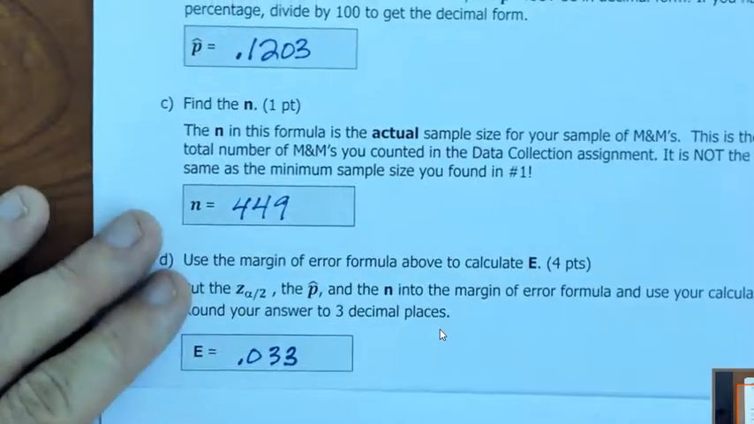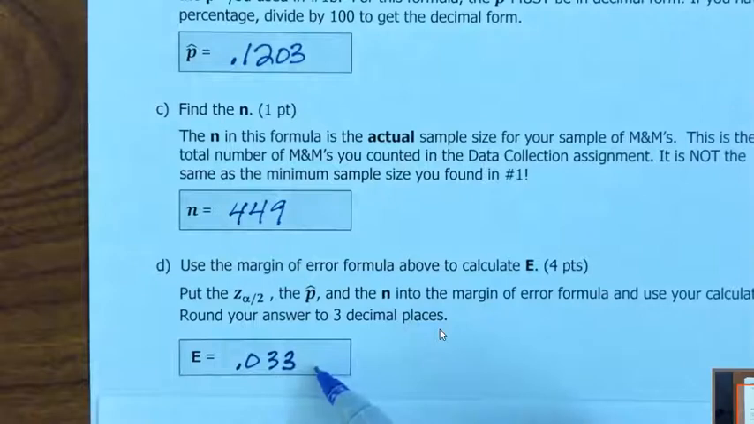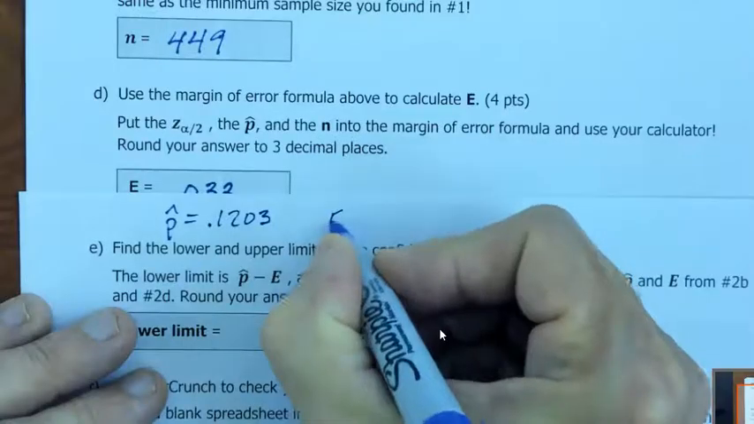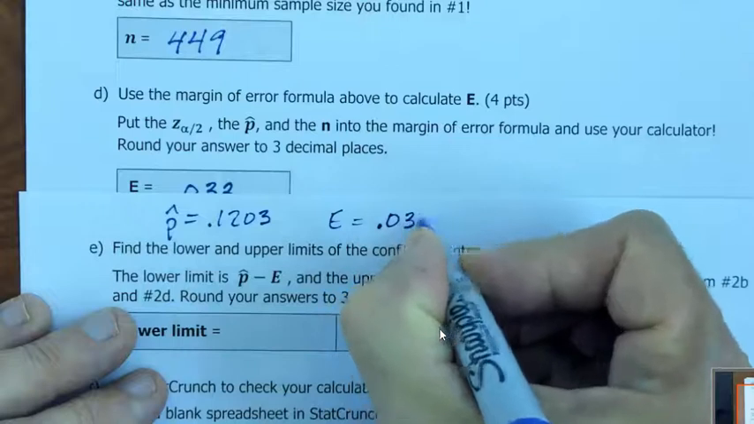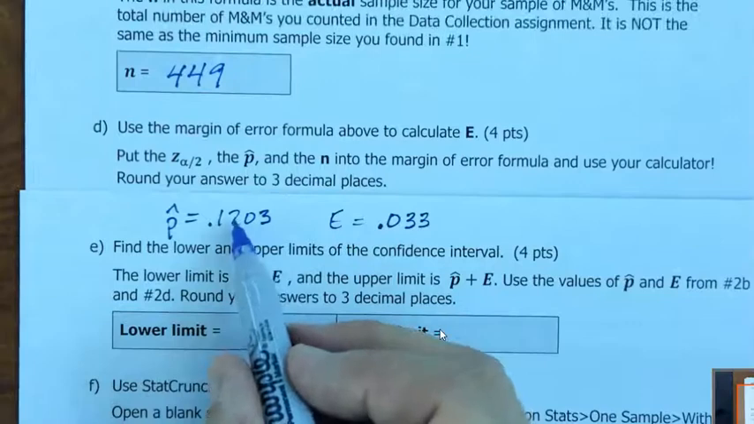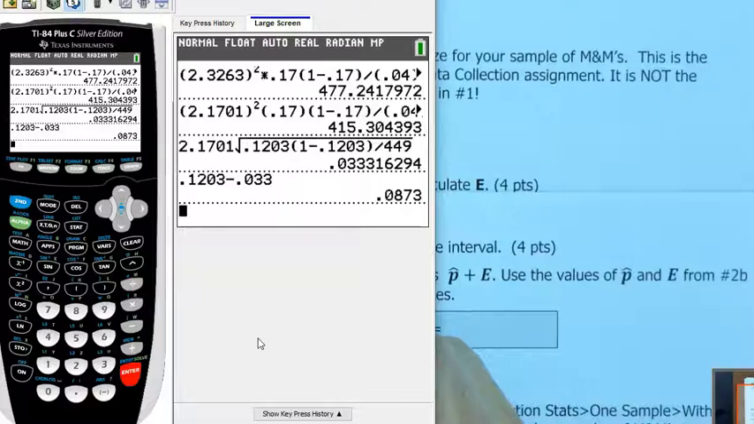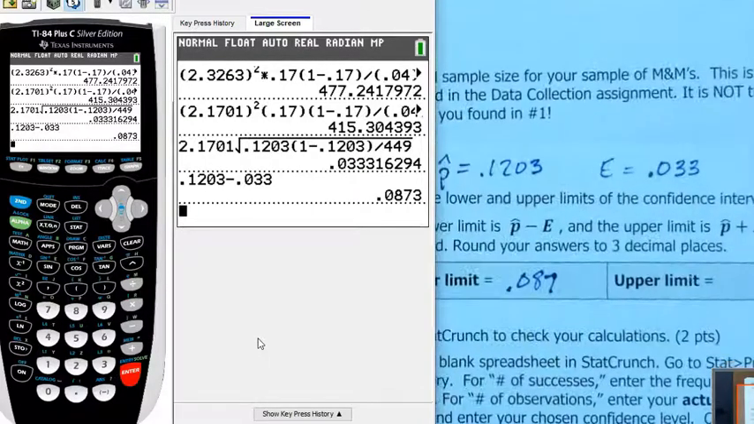Now I'm going to use my sample proportion, which was up here, and my margin of error that I just calculated, to find my lower limit and my upper limit for my confidence interval. My margin of error that I just calculated was 0.033. So for my lower limit, I'm going to take my sample proportion minus my margin of error. That gives me 0.0873. And this is asking me to round to 3 decimal places, so I'm going to round that to 0.087.